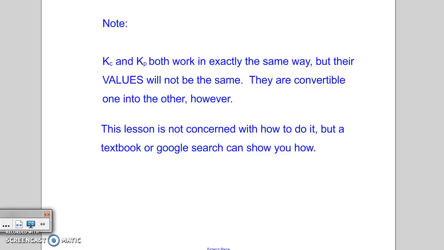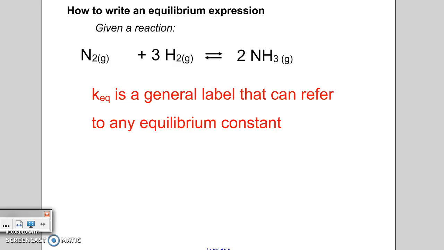So again, Kc and Kp both work exactly the same way. They're not really different things, they're different labels, but their values, the number you generate with them, will not be the same. They are, however, convertible into one another. We're not going to get through how to do that right now. It's not what we're concerned with right now, but it is possible to convert a Kc into a Kp and vice versa. So back to our reaction.